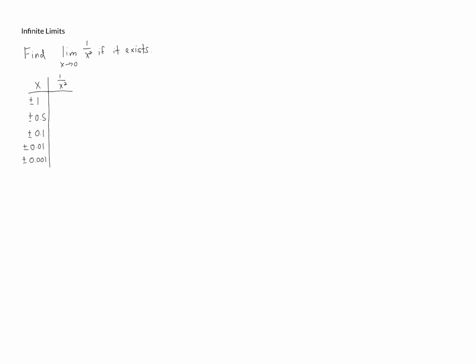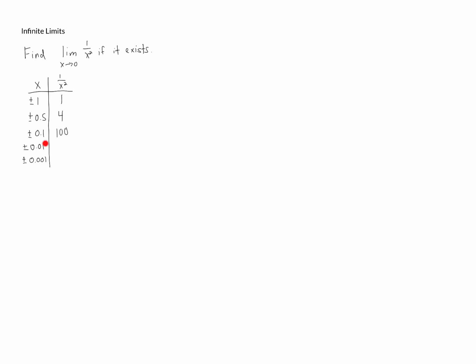So let's start with plus or minus 1. If x is 1, 1 squared is 1, and 1 over 1 is 1. Same thing if x is negative 1, doesn't matter. Now if we take 0.5, or 1 half, squared is 1/4, and 1 divided by 1/4 is 4. Now for 0.1, that is 1/10. 1/10 squared is 1/100th, and 1 over 1/100th is 100. Right? 1 over something is just the reciprocal, so 1 over a 100th is just 100.